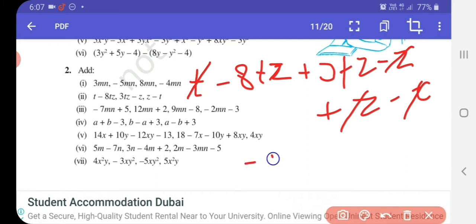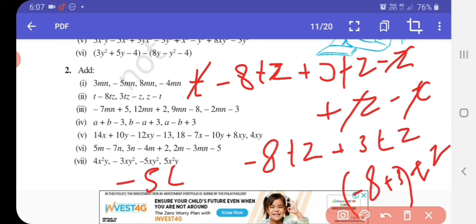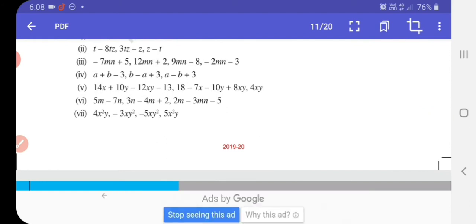Now what is remaining? Minus 8tz plus 3tz. In both the terms, you know what is common? tz. So take it common, and it becomes minus 8 plus 3. What is minus 8 plus 3? That is minus 5. So your answer is minus 5tz. Understand? This type you have to complete question number 2.